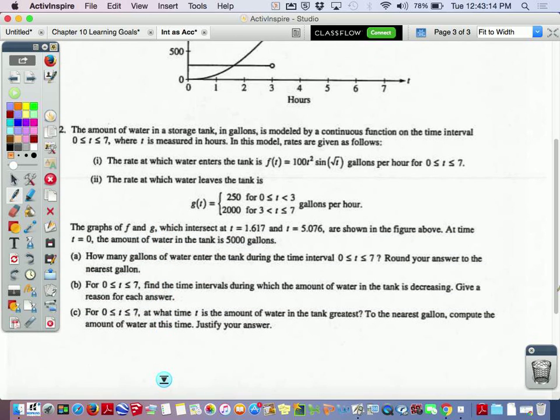The rate at which water enters the tank is f of t equals 100 t squared times sine of the square root of t gallons per hour from 0 to 7. So that's the rate at which water enters. Key word there is enters the tank. And then we also have the rate at which water leaves the tank. And this function is actually a piecewise function. It's also a constant rate function. So it's 250 when t is between 0 and 3, and then it goes up to 2,000 for 3 to 7.